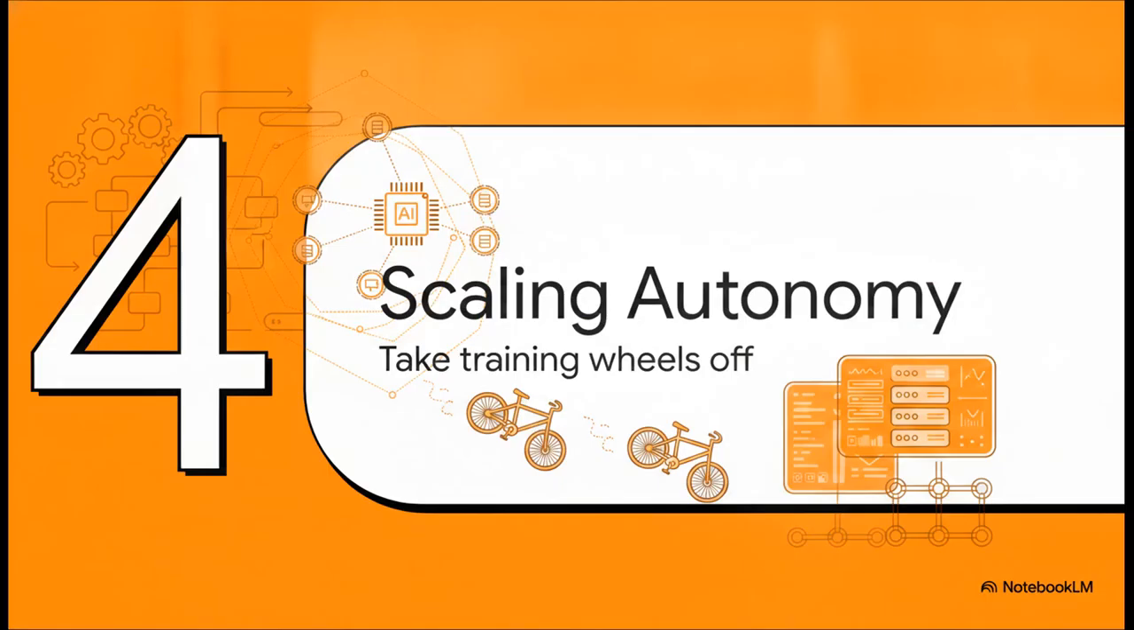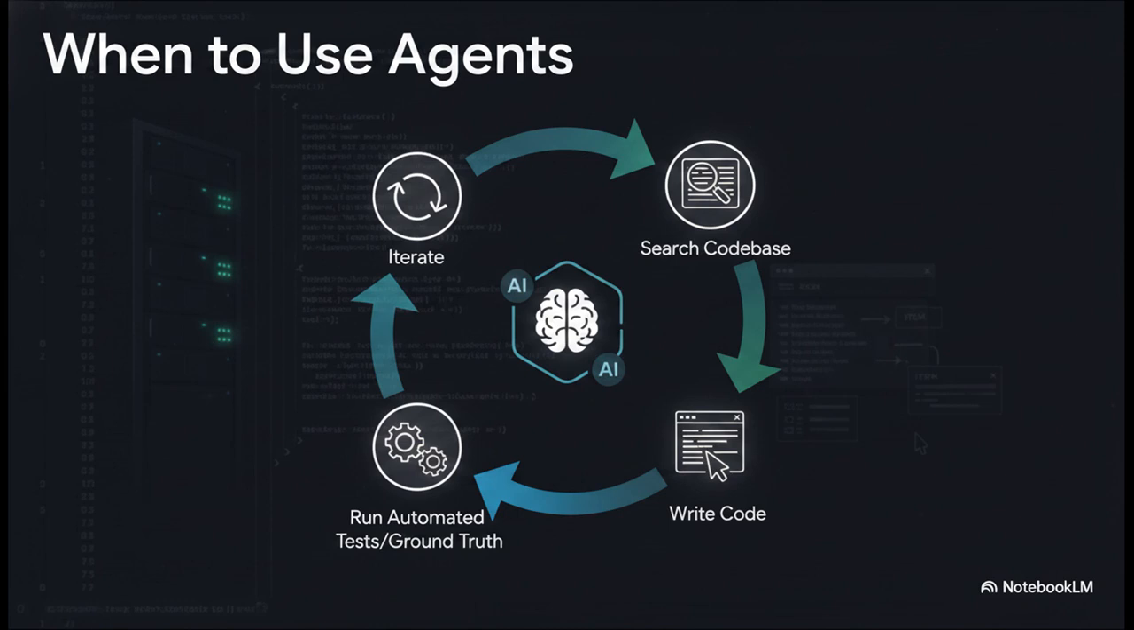All right, part 4: scaling to autonomous agents, taking the training wheels off. So we've covered predictable workflows, but what actually happens when you take those training wheels off? As these patterns mature in your environment, you are inevitably going to hit problems where you simply cannot hard code the steps. And that is where true autonomous agents step in.